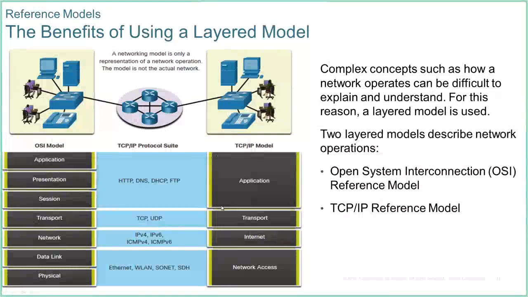So under TCP/IP, we have application, transport, internet, and network access. And as you can see by this graphic, they don't map one-to-one because you have 7 layers in the OSI and only 4 in TCP/IP. So your task is to remember both models and how they map to each other. Isn't that fun?